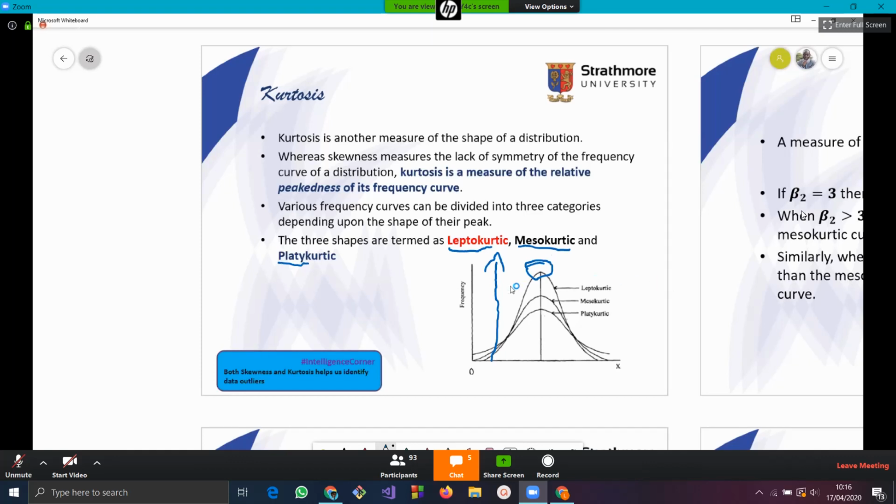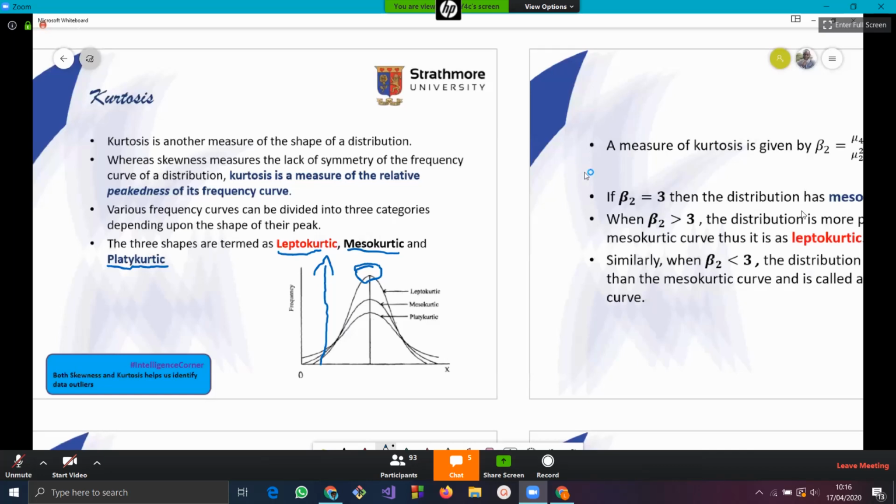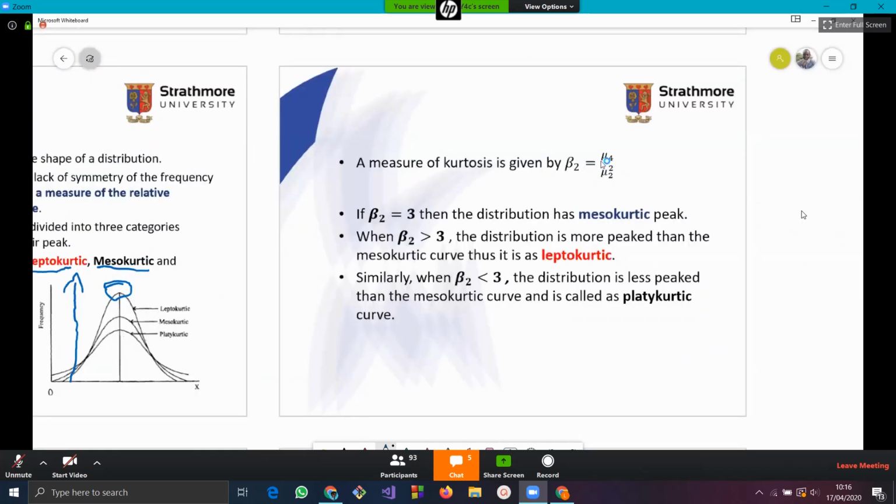So very quickly, remember we measure skewness using beta 1. We measure kurtosis using beta 2, which is easy. It is just the fourth moment of the distribution divided by the second moment squared. Fourth moment divided by the second moment squared.